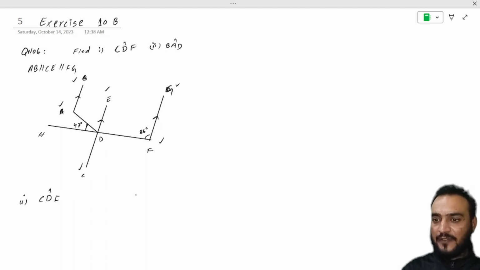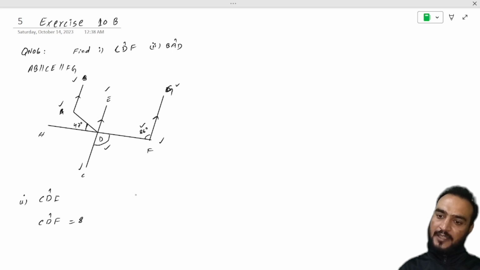What is angle CDF? This is the angle CDF. If you see, the lines CE and FG are the parallel lines and DF is the transversal. So this angle and 86 degrees are alternate angles. It means CDF is equal to 86 degrees because these two angles are alternate angles.